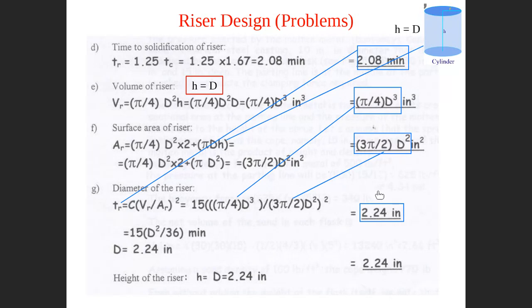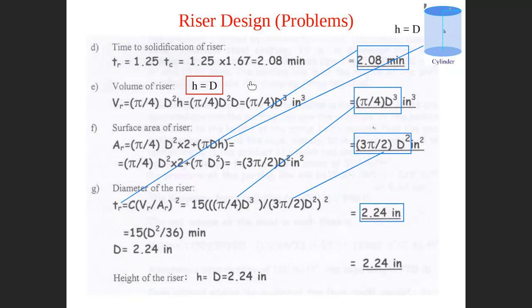So this is the riser dimension, the height and diameter. If you design the riser with this dimension, for sure, solidification time of the riser will be 25% longer than the time of solidification of the main cast.